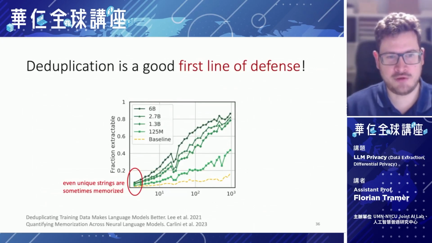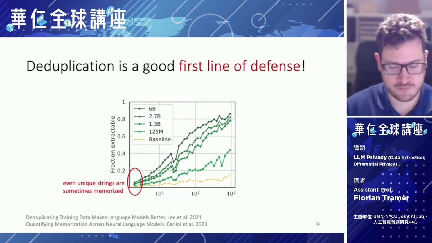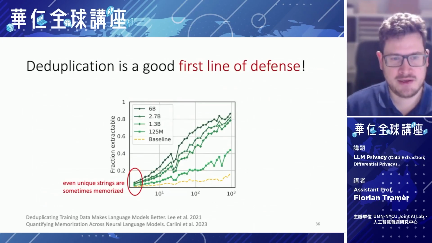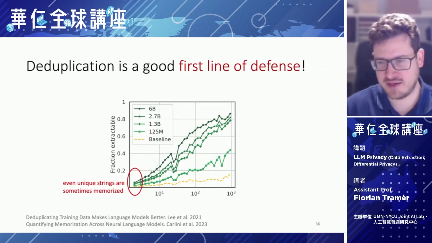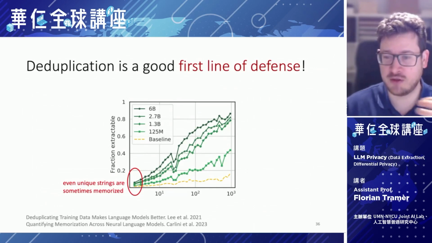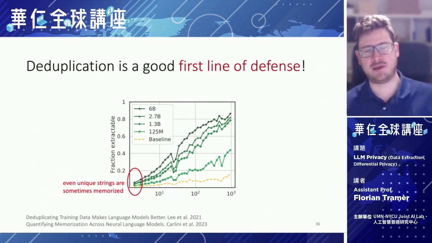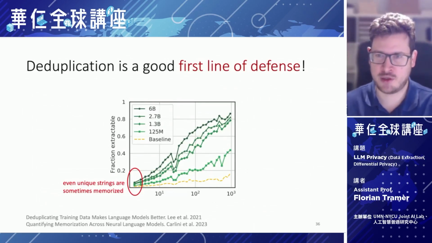Another thing you can observe from this plot, which we did with Pythia models at the time, is that you again see this very clear trend of scale, where the larger the models get, the more they memorize training data at all scales of duplication. And these were still very small models, right? This was up to 6 billion parameter models, which is much, much smaller than some of the largest models that people train and deploy today.